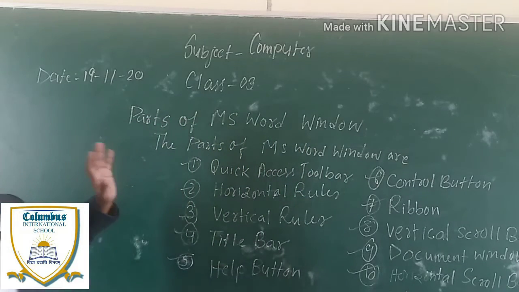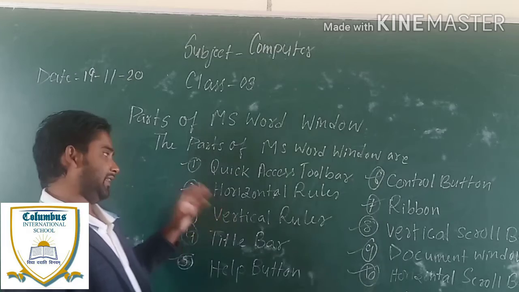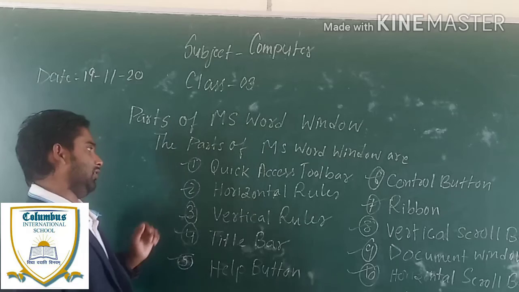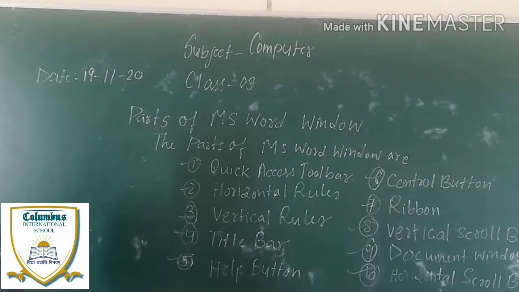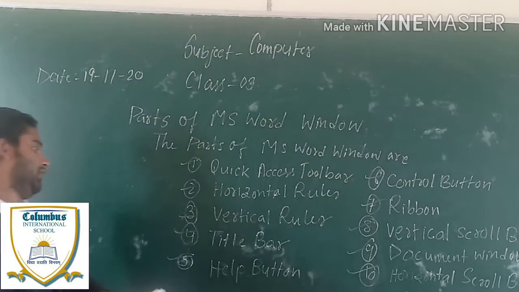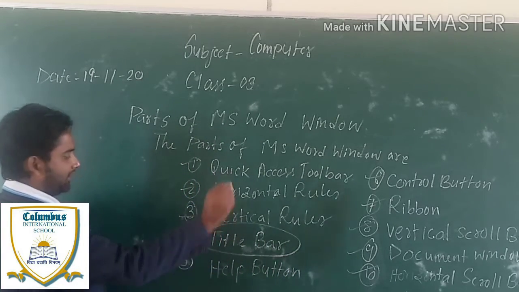These are the various parts of MS Word window through which we access MS Word. With the help of these parts, we work on MS Word, and these parts help us to access our Word very easily. So now we will learn one by one about these various parts of this Microsoft software. The first one we'll study is title bar. Today we'll study about title bar.